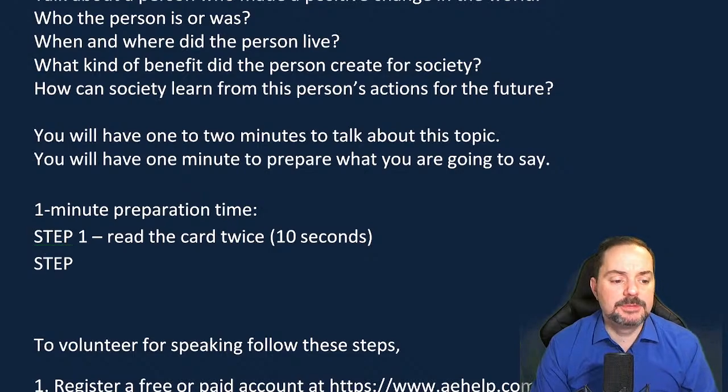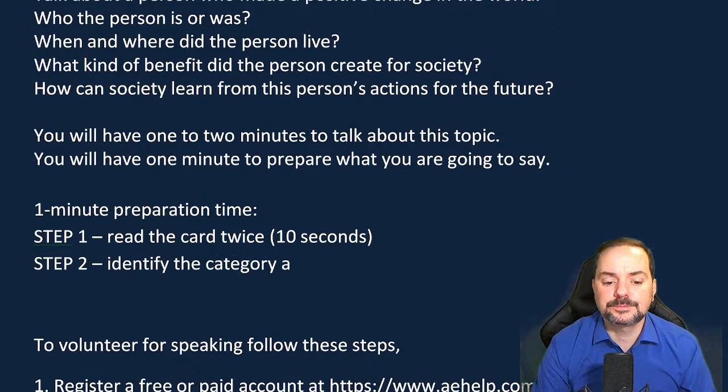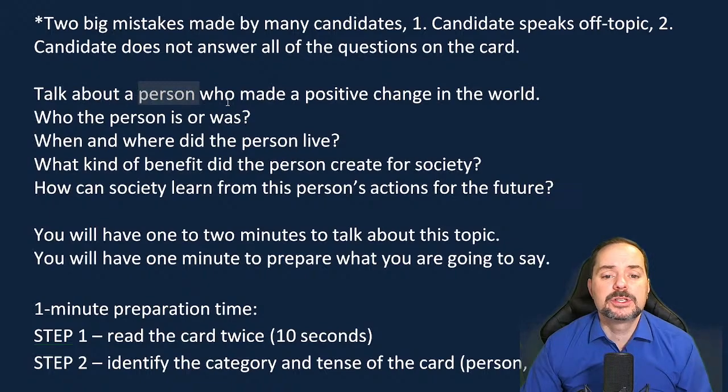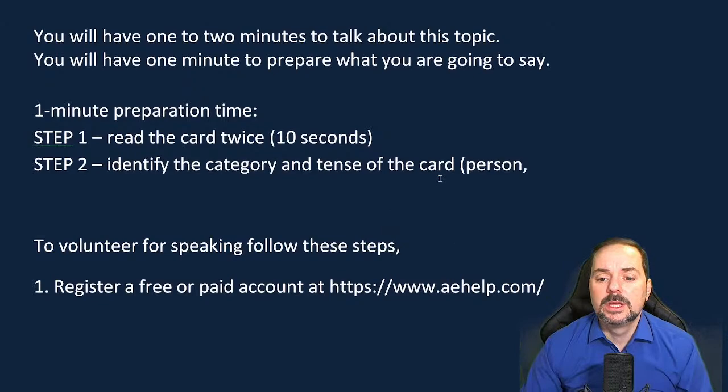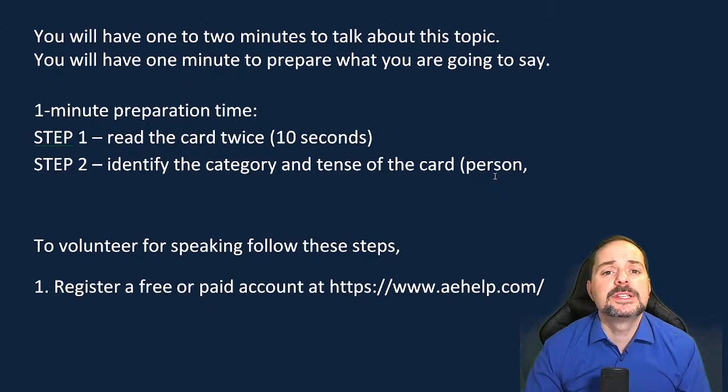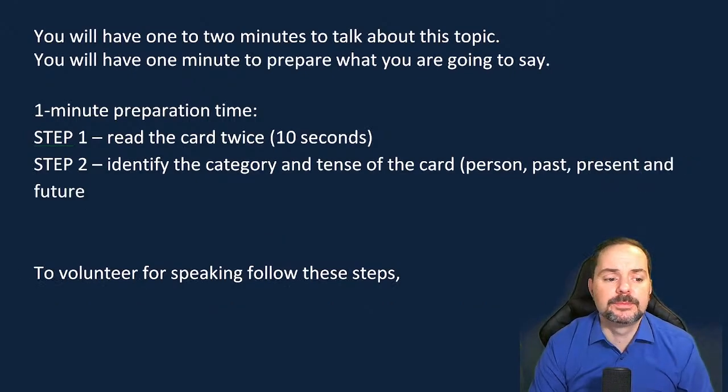Okay, step two, and this should be very quick, this should only take you a few seconds, is identify the category and tense of the card. And in this case, the category is a person. We're obviously talking about a person here, everyone. So we're talking about a person who made a positive change in the world, okay? So talk about a person, that's the primary category, is the person. Okay, the secondary category is the event, so the kind of change that they made, okay? And the tense here is past, present, and future, right?